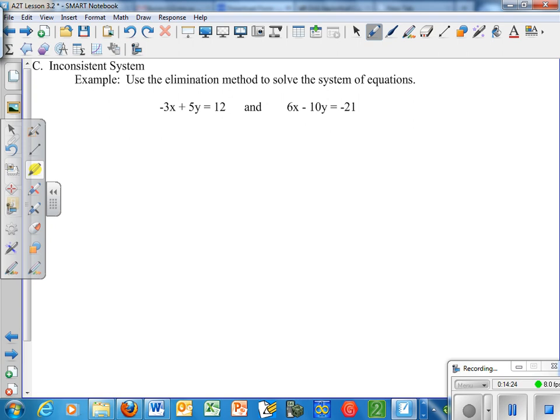Now, we're going to look at an inconsistent system. If you remember from 3.1, an inconsistent system would be, if you graphed it, ones that have parallel lines. Okay, now we're not graphing it, but when we're using this process of either substitution or elimination, what causes it to be inconsistent? So let's look at what we have here. Let's write down the equations as we have them. We have 6x minus 10y equals negative 21.